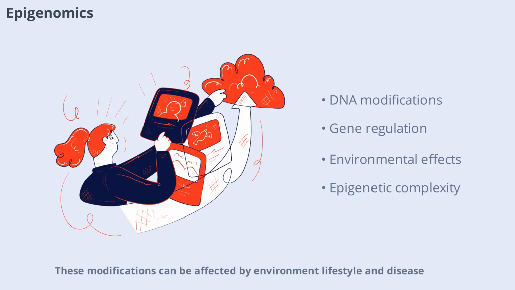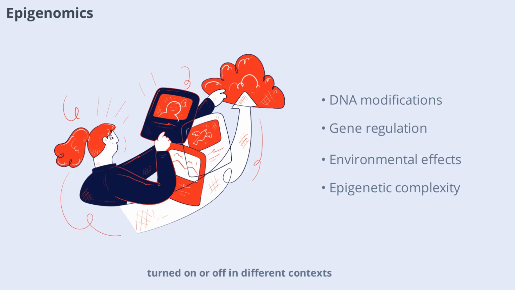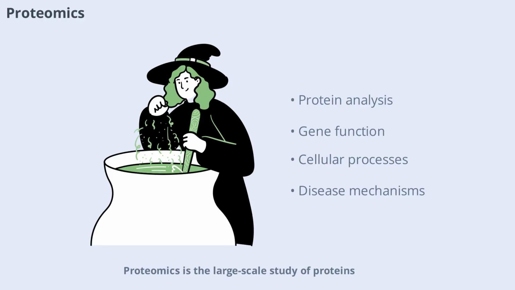These modifications can be affected by environment, lifestyle, and disease. Epigenomic data adds another layer of complexity to genomic analysis, helping scientists understand how genes are turned on or off in different contexts. Proteomics is the large-scale study of proteins, the functional products of genes. By analyzing protein abundance, structure, and interactions, scientists can link genomic data to cellular function. Proteomic data complements genomic analysis, providing a more complete picture of biological systems and disease mechanisms.